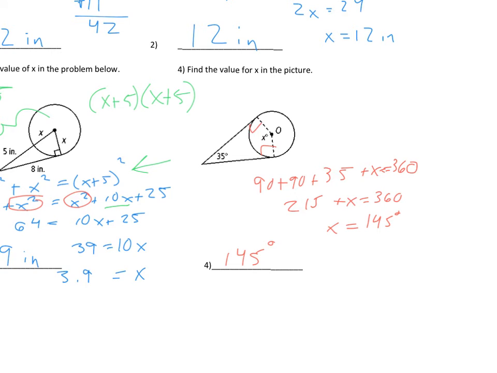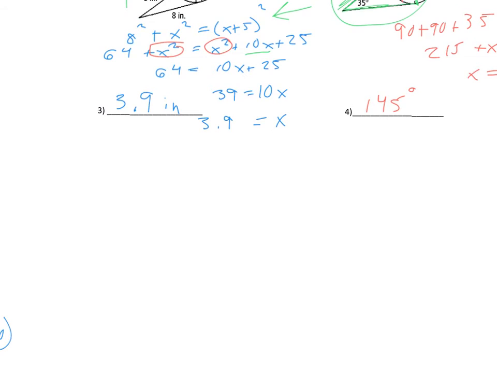For question number 4, we know that a tangent line intersects a circle and a radius at 90 degrees. So this shape right here is essentially a kite. That's 90, that's 90, plus 35 plus x, or equals 360, because it's a quadrilateral. So we end up getting x equals 145. X equals 145 degrees.